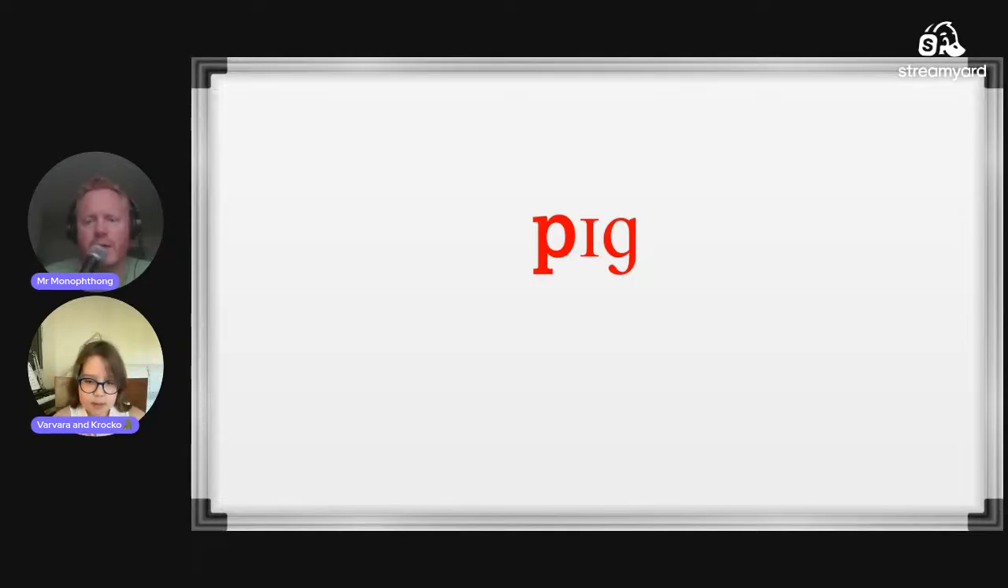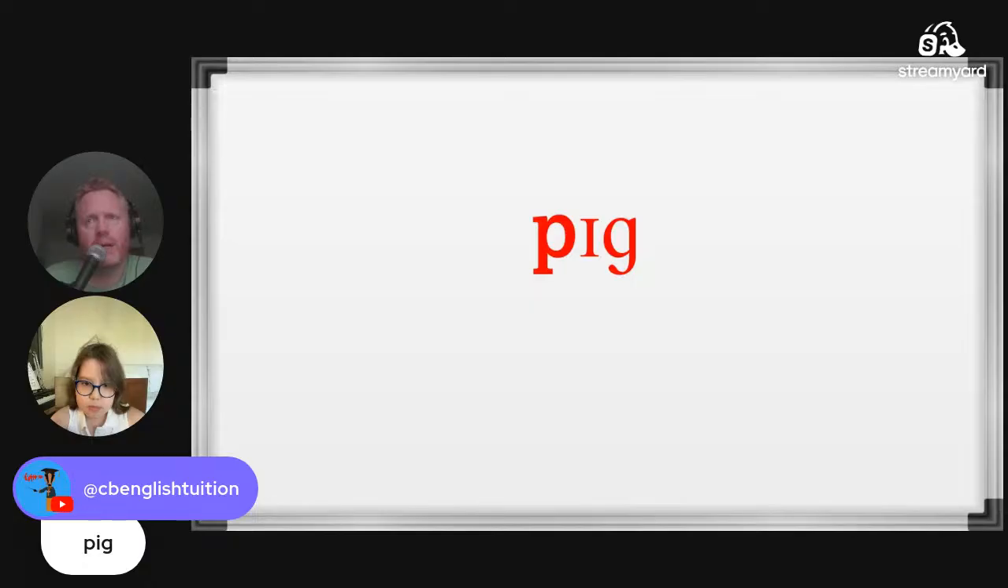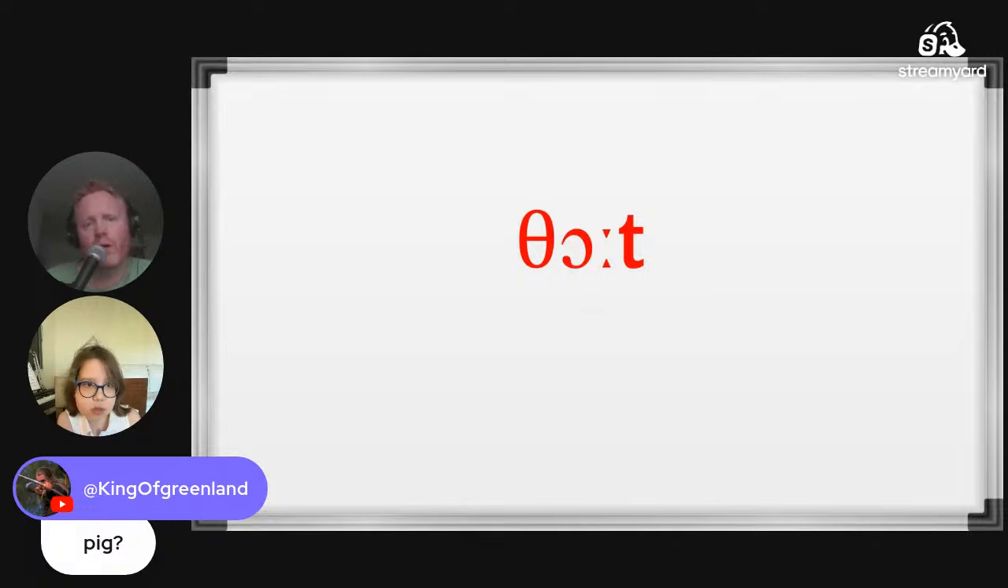Okay, so this is very easy to begin with. Pig. Actually, it looks kind of the same, doesn't it? Sometimes they do look the same, and we pronounce pig p. Number 2, a bit harder. What is number 2? Answers in the comments if you know what this word is. You thought it was going to be easy. You thought they were all going to be like pig, but they're not.